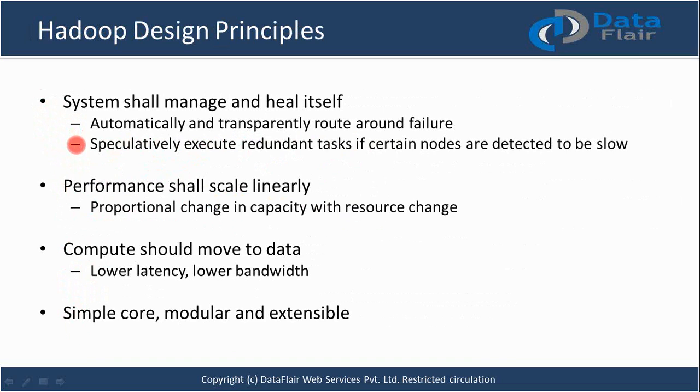This speculative execution we'll discuss in great detail in MapReduce. You can note down this point for later discussion, even in the advanced MapReduce section, not in the basic one. Performance shall scale linearly, that is, proportional change in capacity with the resource change. If I am adding more machines, the performance will also scale, improving quite linearly.